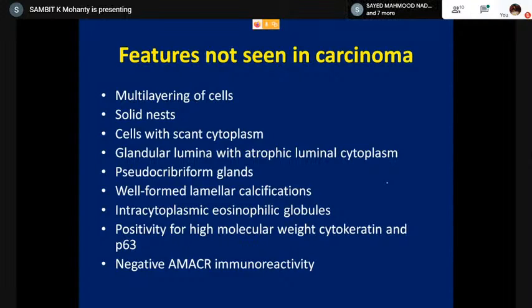The basal cells, when they become hyperplastic, they stratify. So there is multi-layering of cells, solid nests, cells with scant cytoplasm, glandular lumen with atrophic luminal cytoplasm, pseudo-cribriform glands. So when you see cribriform structures, but the limiting walls are not that stout and pink looking, you cannot see those. Also laminar calcification present within those lumens, intracytoplasmic eosinophilic globules of the basal cell, and positivity for high molecular weight cytokeratin and P63 in the nucleus and negativity for AMACR. AMACR is the same as racemase.